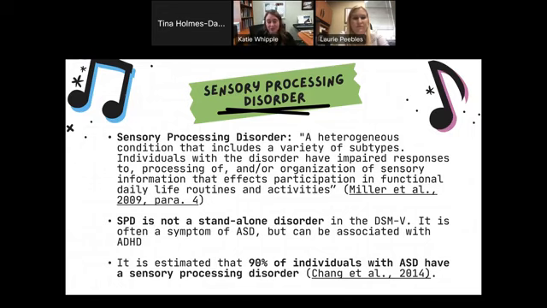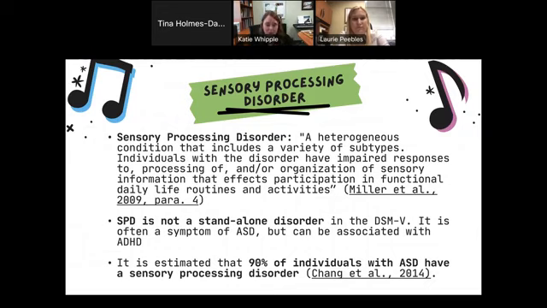So what is a sensory processing disorder? Okay, by definition, it's a heterogeneous condition that includes a variety of subtypes. So it's varied, lots of different things here. Individuals with the disorder have impaired responses to processing of or organization of sensory information that essentially begins to impact participation in a functional way. It impacts their ability to go to Walmart or do some of the things that are required of us.